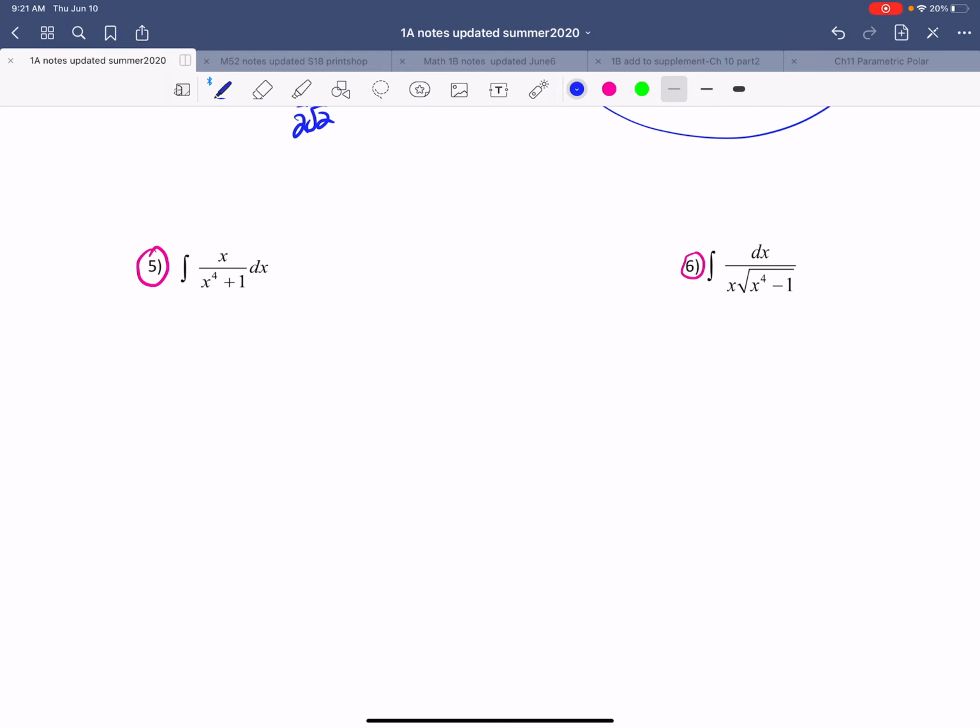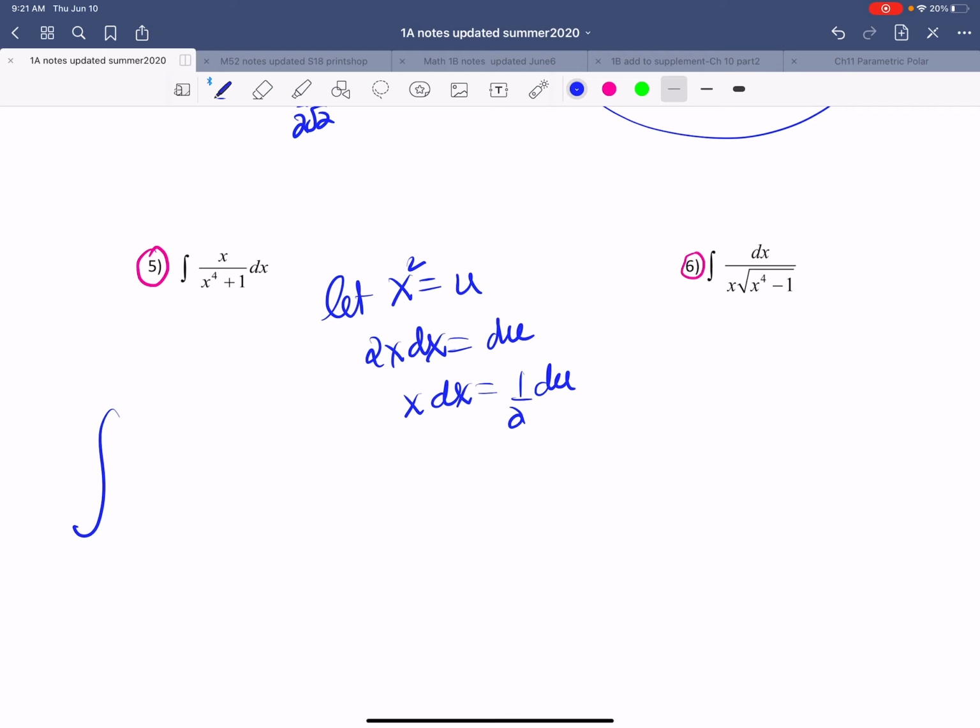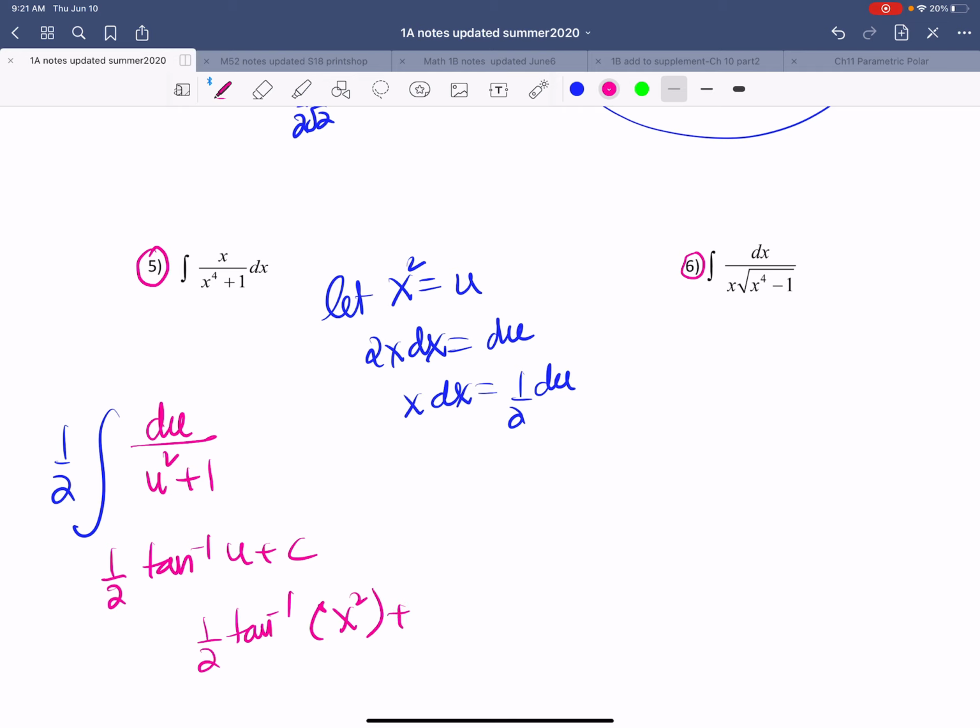How are we going to tackle this problem? Let's go ahead and check. Can we replace x squared? So let x squared plus 1, no, that wouldn't work. So let x squared be u, 2x dx will be du, or x dx will be 1/2 du. So when I'm ready to change this integral into the u integral, I'll have du on the top and u squared plus 1 on the bottom, which is 1/2 tangent inverse u plus c. And we need to replace the u by whatever u was in the beginning.